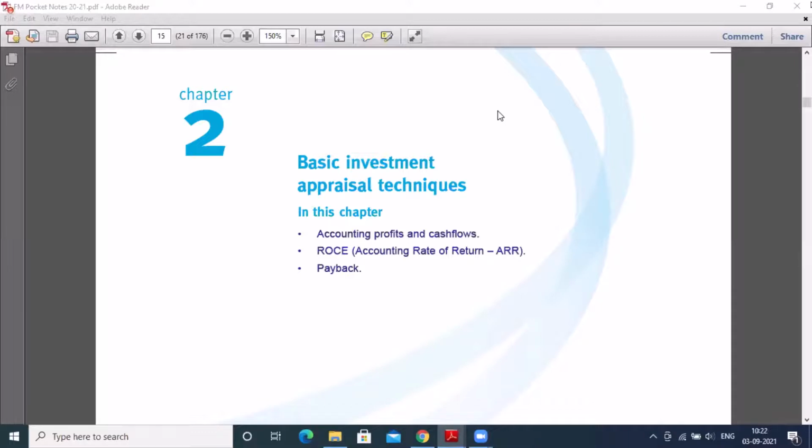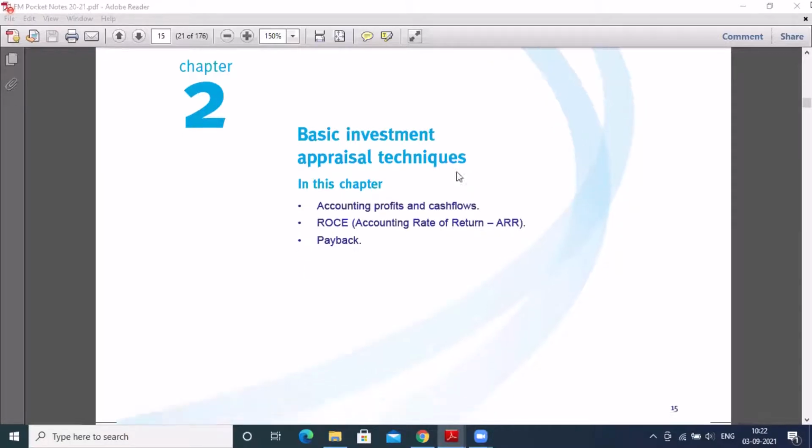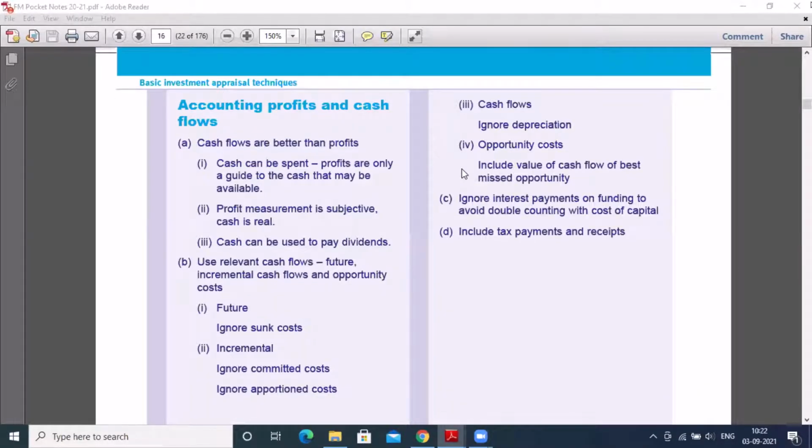So in order to make the investment decisions, an investor, a finance manager, will be considering certain basic investment appraisal techniques. Here the major elements we focus on: first we try to understand the difference between the accounting profits and the cash flows, and we'll be discussing the return on capital employed, nothing but average rate of return or accounting rate of return, and we'll also focus on payback period. So return on capital employed and payback period are considered basic investment appraisal techniques. Okay, so first we'll go with the accounting profit and cash flows.